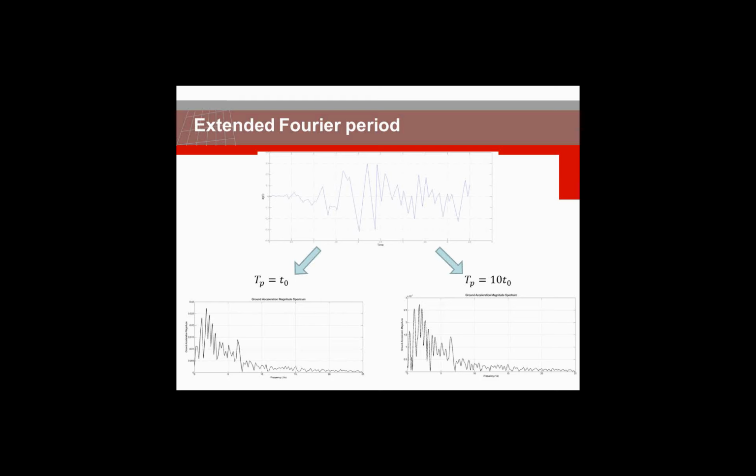This is the difference of a time signal that is processed with Fourier transform just using a period equal to the signal length, and in the second case using a Fourier period that is 10 times the signal length. And we can see that the spectra we obtain are different, right? So this is important to be done. We have to be sure to calculate the correct extended Fourier period.